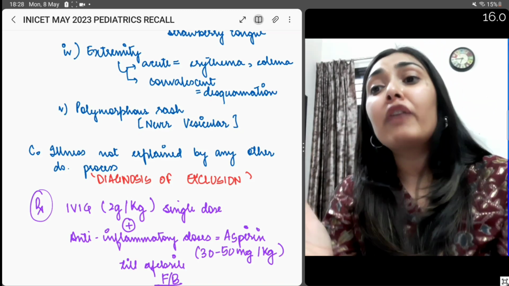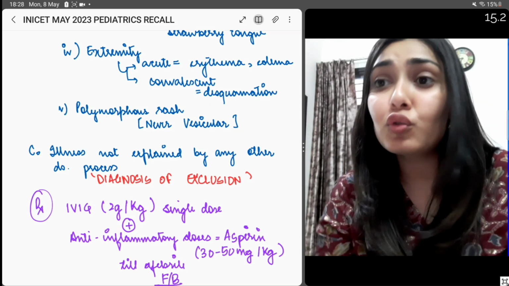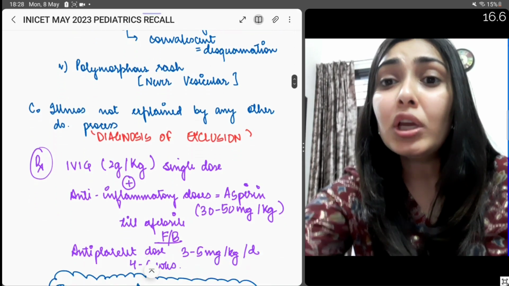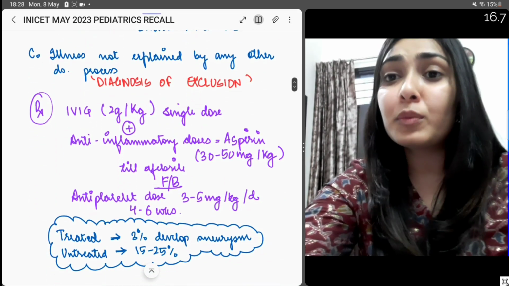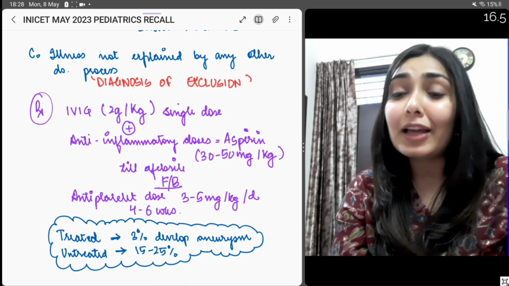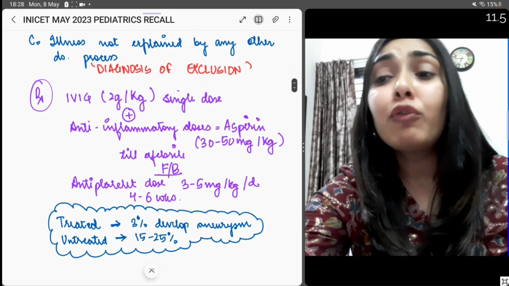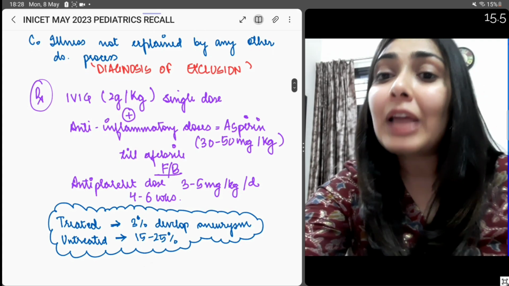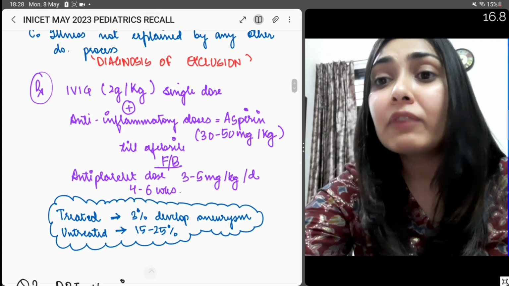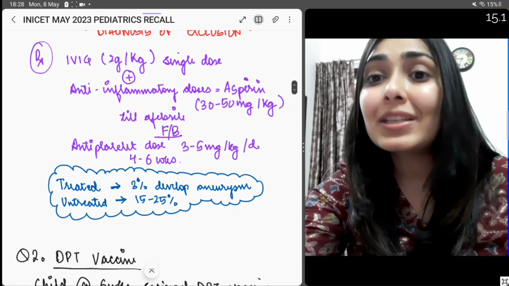The management of Kawasaki disease is IVIG. You give a single dose of 2 gram per kg of IVIG along with aspirin in anti-inflammatory doses, that is 30 to 50 mg per kg till the child is afebrile, followed by aspirin in antiplatelet doses, that is 3 to 5 mg per kg for 4 to 6 weeks.